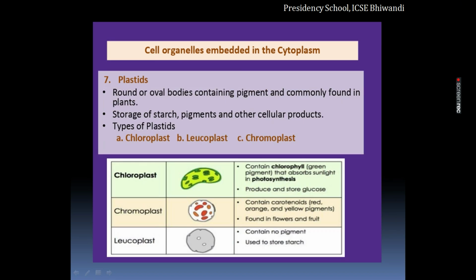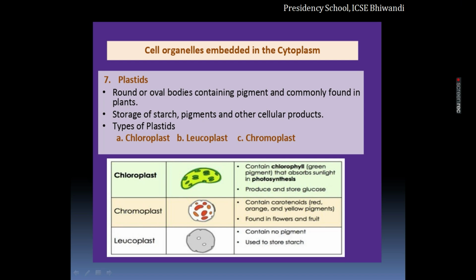The next cell organelle that is embedded inside the cytoplasm are the plastids. These plastids are majorly found in plant cell as they are pigment containing, helps in the storage, and there are three types of the plastid: chloroplast, leucoplast and chromoplast. Chloro means green. With the help of sunlight, they carry out the process of photosynthesis. That is, they produce and they store glucose.